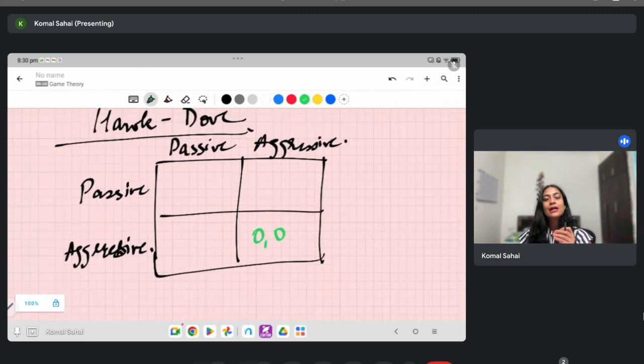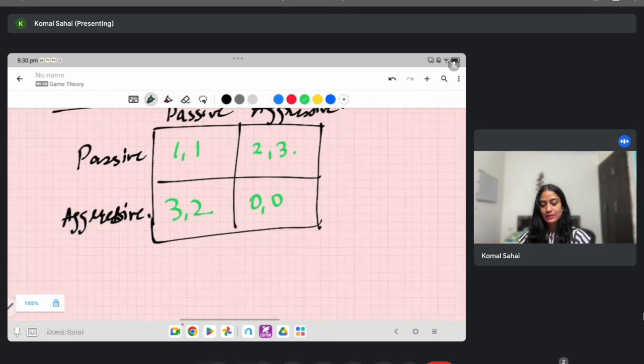The next is that if both of them are passive, क्योंकि होता है कि अगर सामने वाला पैसिव है तो इससे अच्छा तुम अग्रेसिव ही हो जाते हैं, ठीक है. So the next best is this: if the other player is passive, the best outcome is when you are aggressive. Okay, so in this case this is 2,3 and this is 3,2.